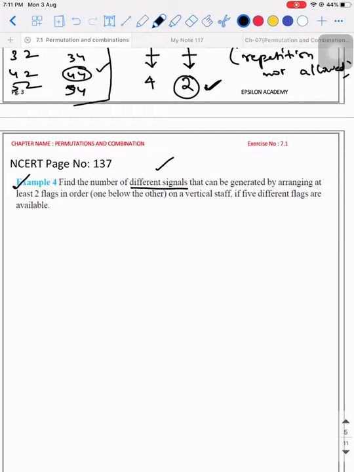By arranging at least 2 flags in order. So each signal should minimum have how many colors in them? 2. But is it necessary it should have only 2? No, sir. It should have a minimum of 2, or it can have 3, or it can have 4, or at the max it can have 5 different colors. It is an NCERT sum, NCERT page 137. Are you guys able to understand?